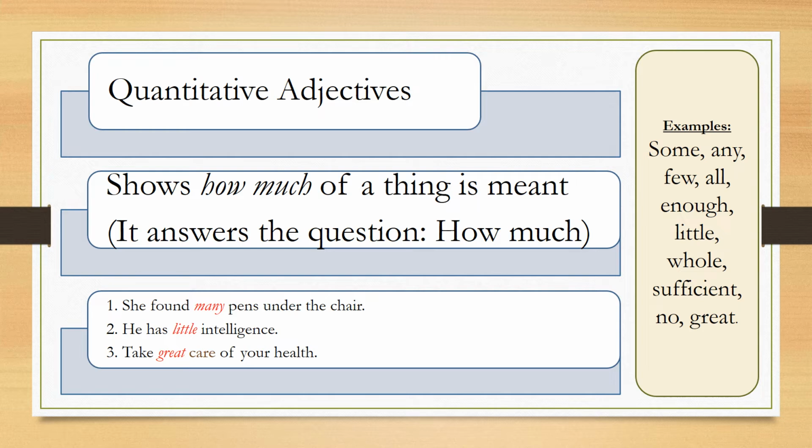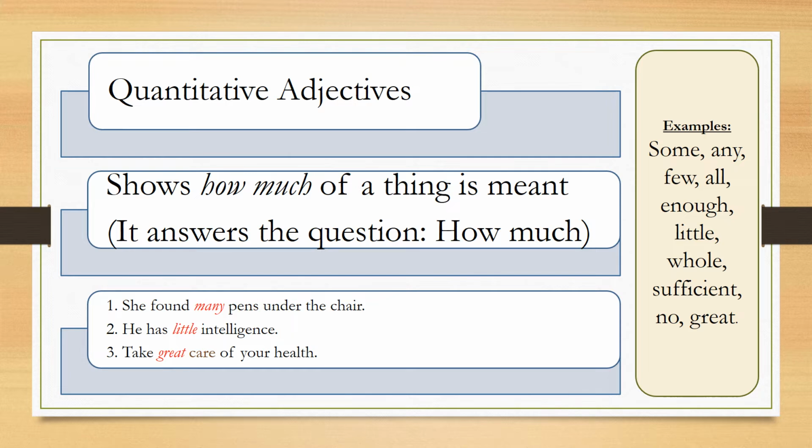The second one is quantitative adjective. It shows how much of a thing is meant. It answers the question how much. For example, some, any, few, little, whole, sufficient, no, great, etc. You will come across such type of examples. She found many pens under the chair. Many means that it is an example of quantitative adjectives.